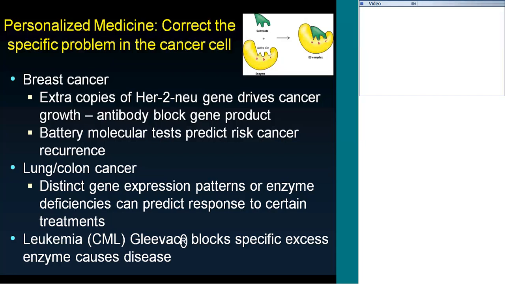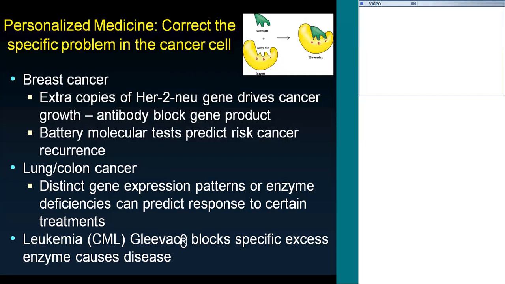Other examples that we see in lung and colon cancer, again, are distinct gene expression patterns or enzyme deficiencies that can actually predict who's going to respond to certain treatments and who isn't. And again, using this information, we can avoid treating a patient with a drug that might cause a lot of toxicity and not very much benefit, and rather direct our treatment specifically to those patients who seem, based upon their gene expression patterns, as if they should have a good response and not too much toxicity.